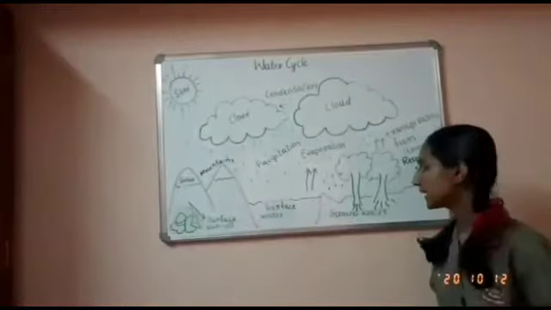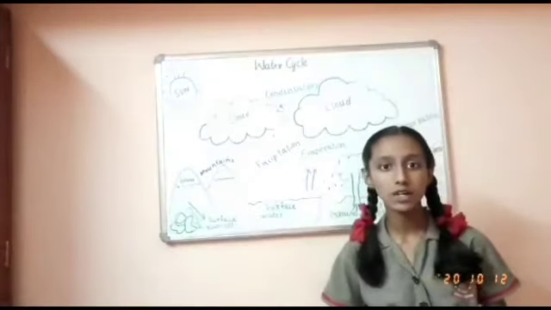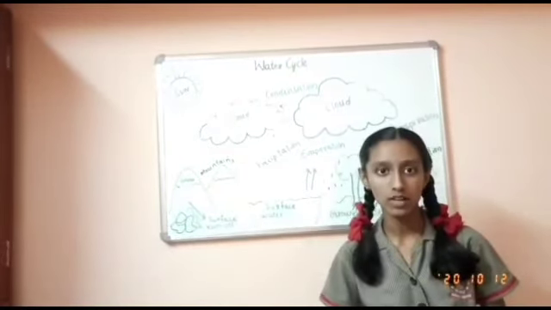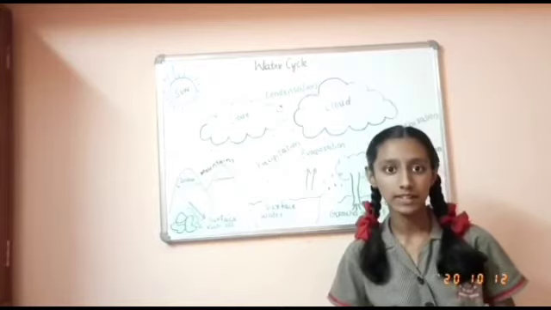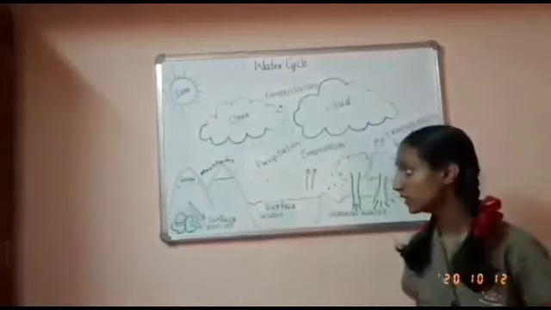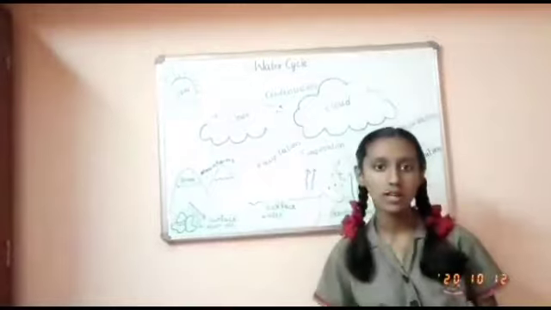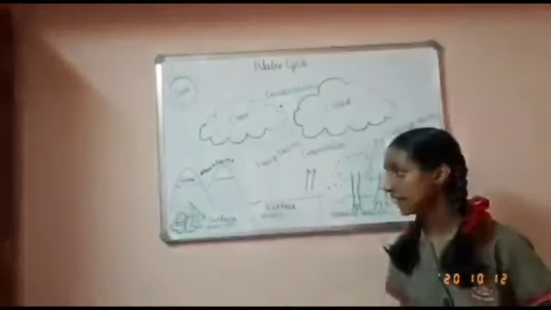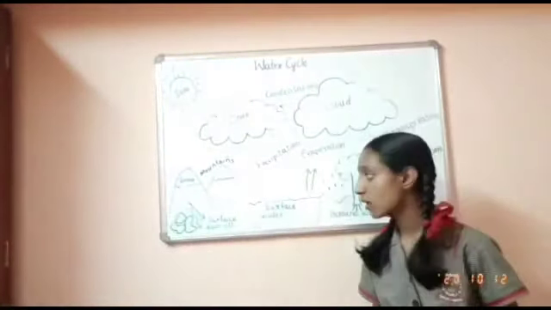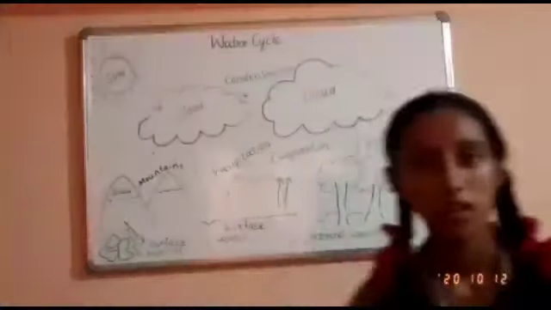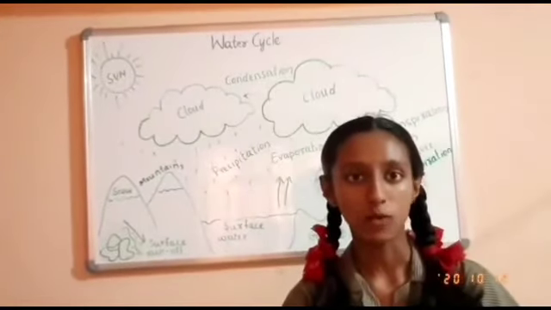Some of the precipitated water gets into the ground and forms the groundwater. This is known as infiltration. And some other water vapor runs through the rocks and mountains and washes away the topsoil. This is known as surface runoff. This completes the water cycle.